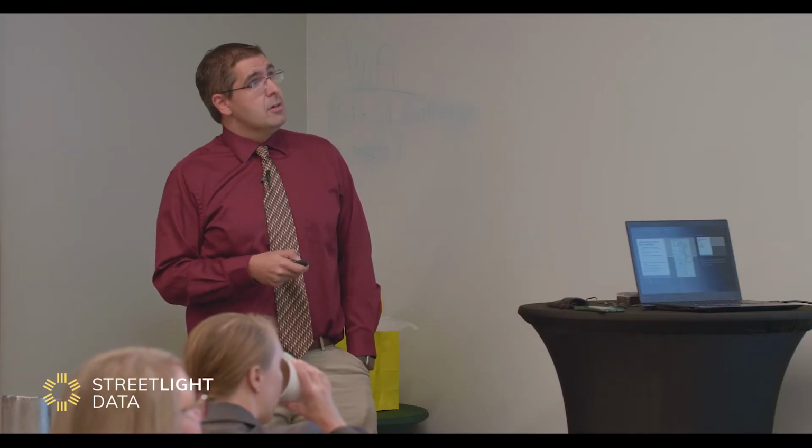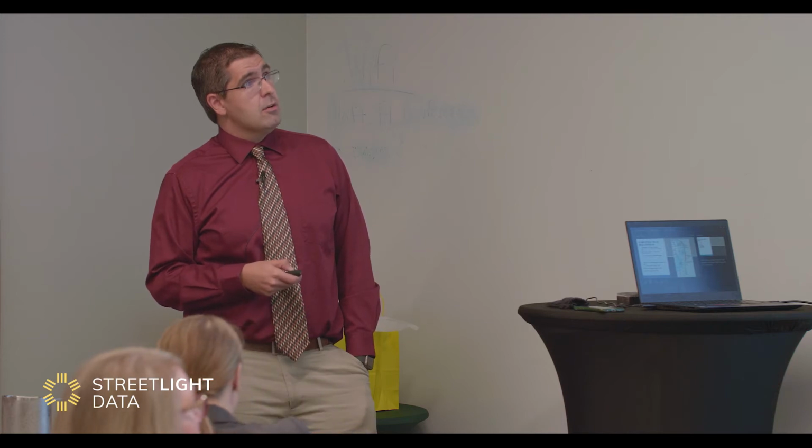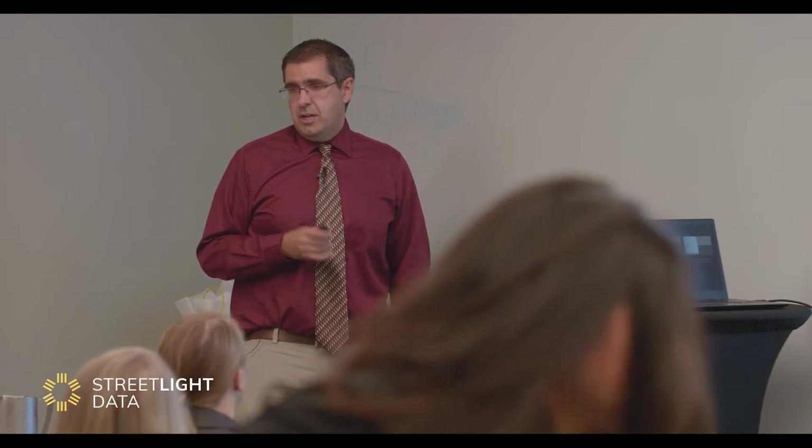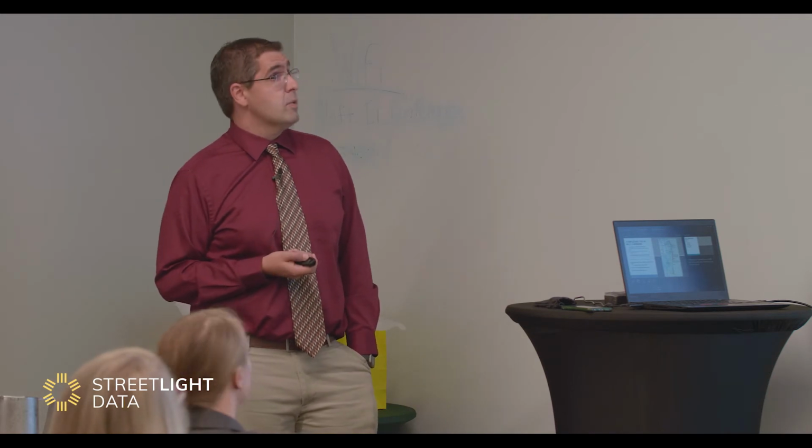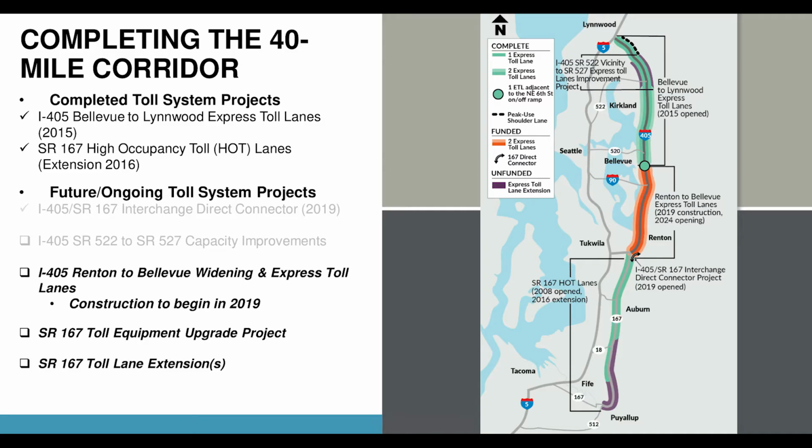In 2015, up here on the north in the corridor, we opened our first ETL system, our express toll lanes. This is a dynamic-based pricing system where a user will select the destination that they want to go. They'll see a price on that sign, and that's going to be the price that they pay. The prices change every 3 minutes or so. And we're looking to expand these systems as well.